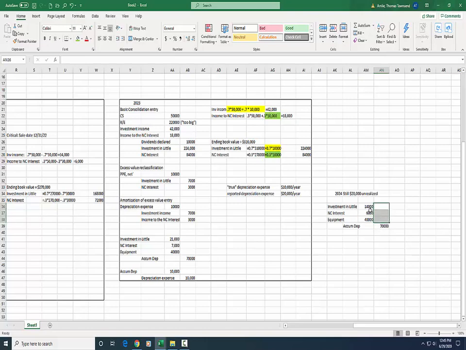Now the problem is this no longer balances. We got 60,000 on the debit side, we got 70,000 on the credit side. Now look at how the accumulated depreciation carries forward. Last year we credited 70, we debited 10, so we're carrying forward 60. And so now it balances. And then we copy this entry again.